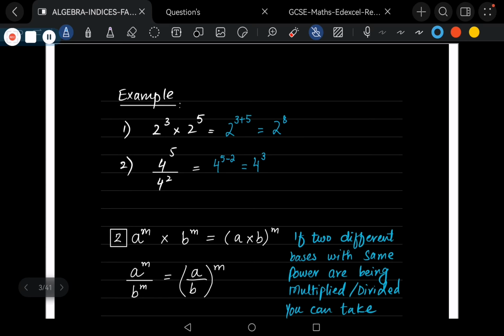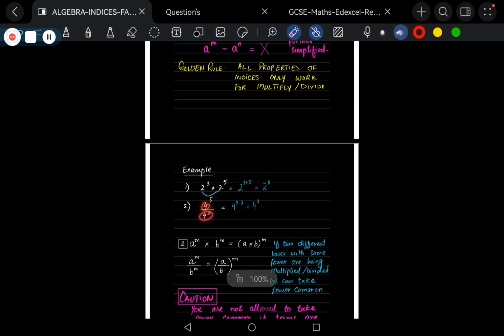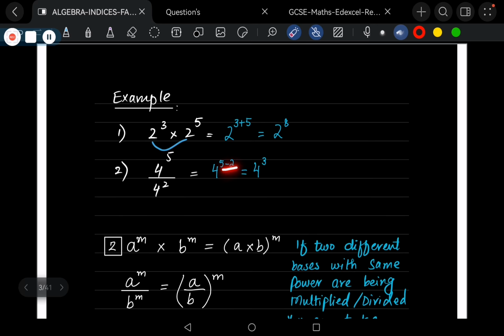Consider the example 2 power 3 times 2 power 5. Because the bases are the same, 2 and 2, I add up the powers: 3 plus 5 will become 2 power 8. 4 power 5 divided by 4 power 2: because both the bases are the same, you can simply subtract the powers, that will be 5 minus 2, and it will be 4 power 3.